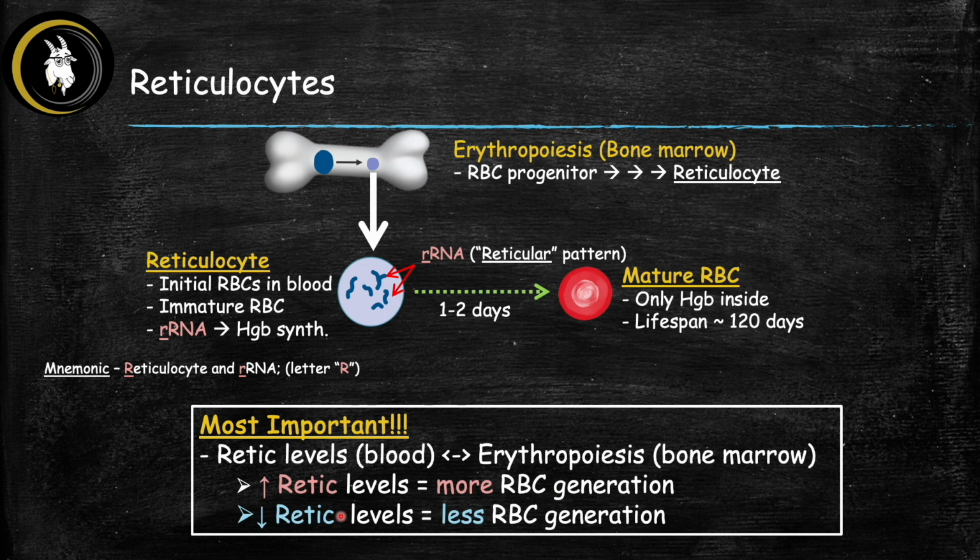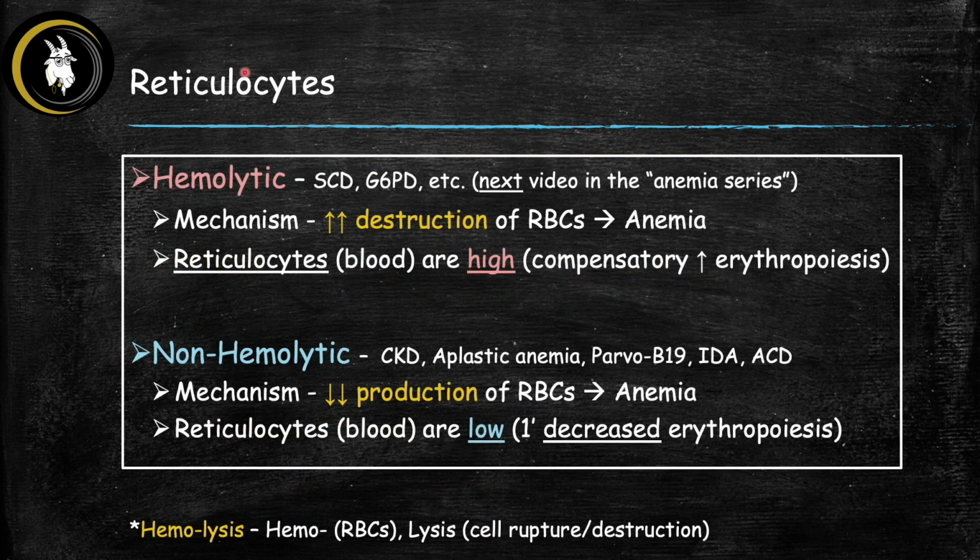On the other hand, when reticulocyte levels in the blood are low, that means that the bone marrow is struggling to make red blood cells, so red blood cell production is impaired. So how does this all tie in with hemolytic versus non-hemolytic causes of normocytic anemia? Well, let's start with hemolytic first.